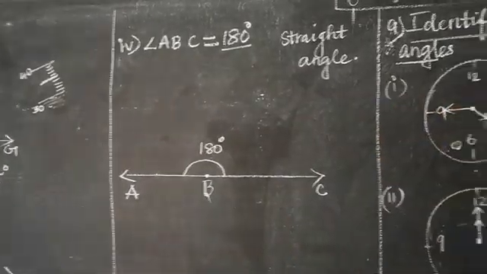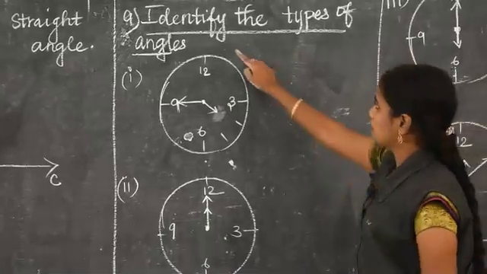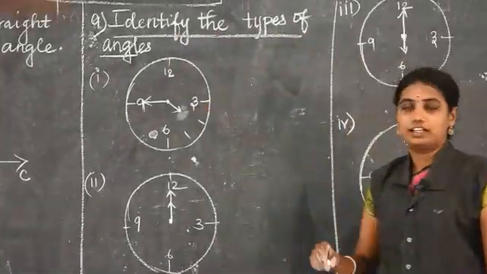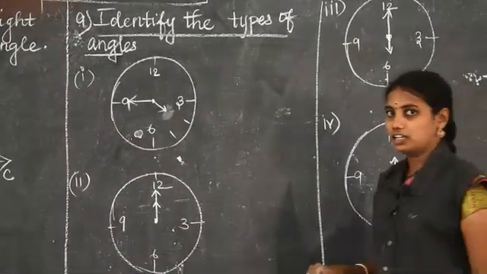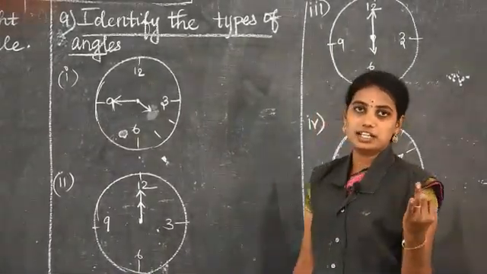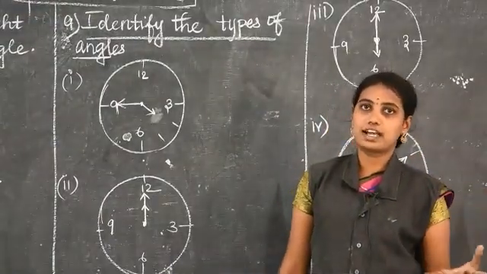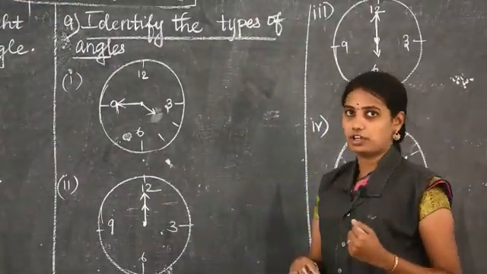Now we are going for the question number 9. Question number 9, listen to me. Identify the types of angle. Types of angle. Okay, we learn acute angle, obtuse angle, right angle, straight angle, zero angle, complete angle. Okay, which angle it is we are going to find out.